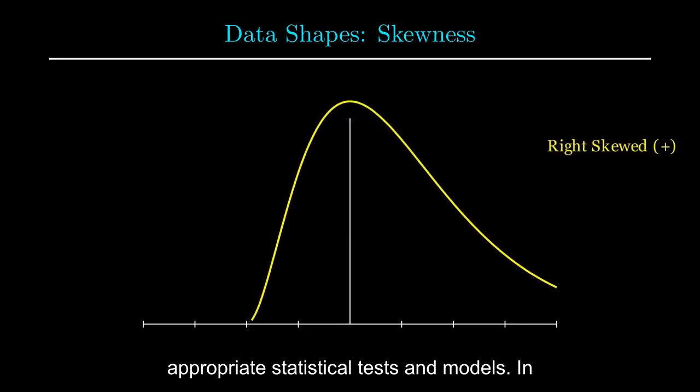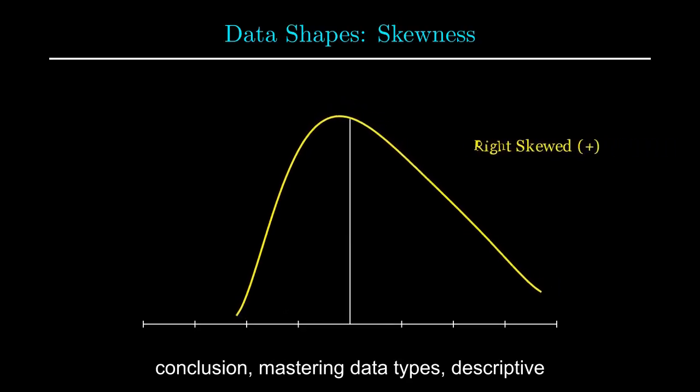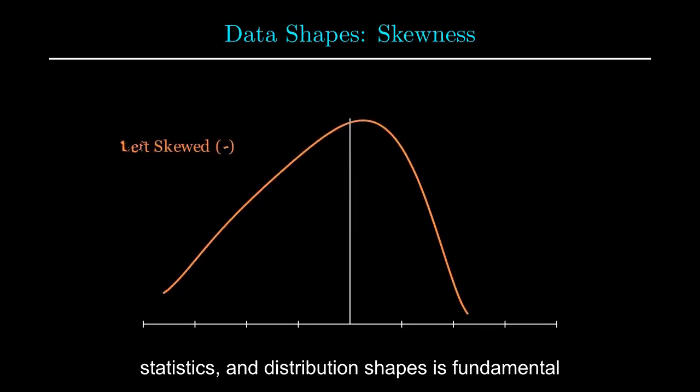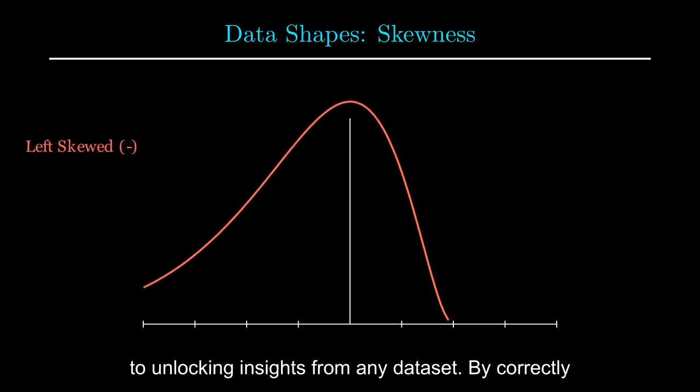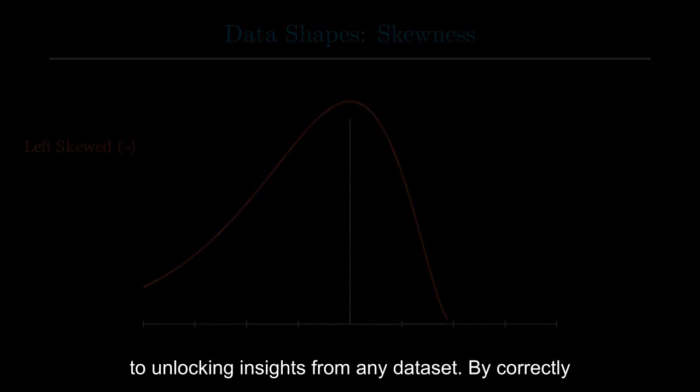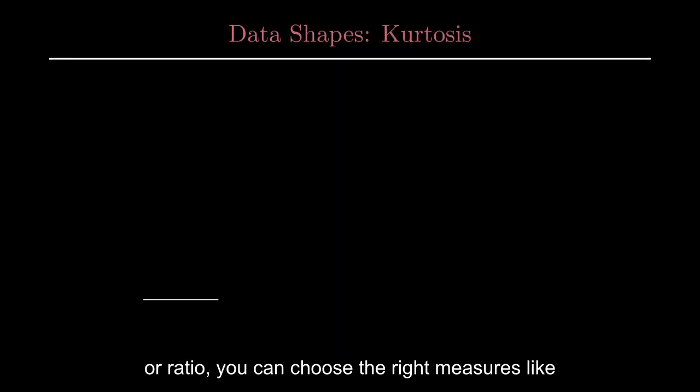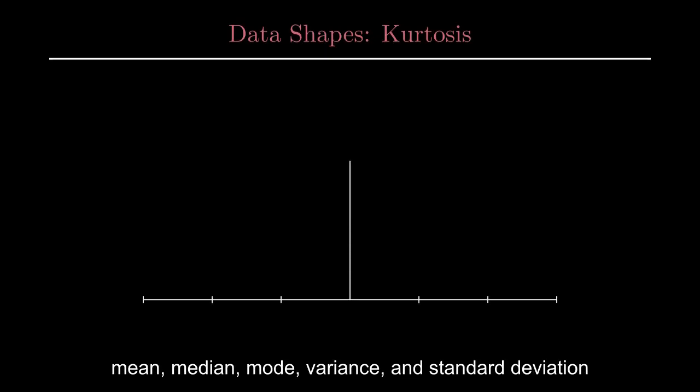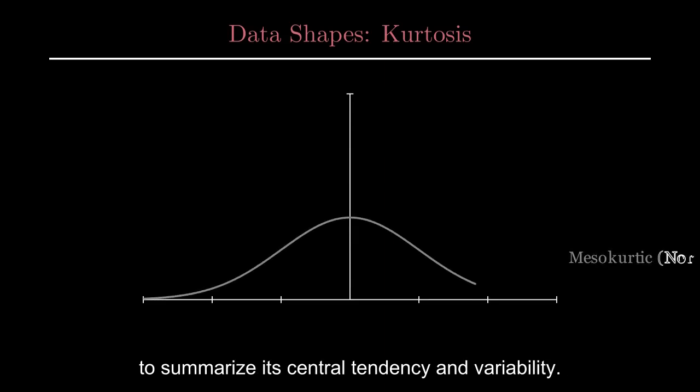In conclusion, mastering data types, descriptive statistics, and distribution shapes is fundamental to unlocking insights from any dataset. By correctly classifying your data as nominal, ordinal, interval, or ratio, you can choose the right measures like mean, median, mode, variance, and standard deviation to summarize its central tendency and variability.